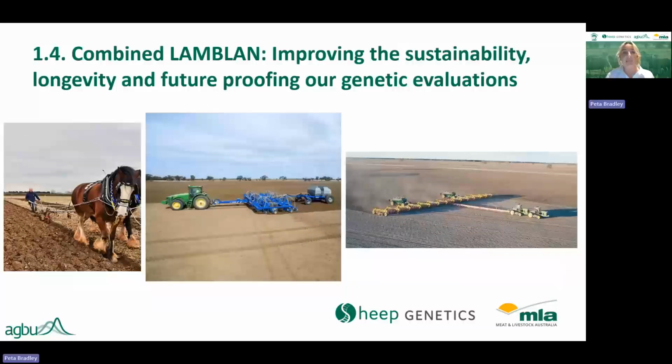When I think of an analogy for Combined LAMBPLAN, which is about improving the sustainability, longevity, and future-proofing of our evaluations, I think about the journey that we've come along and liken it to this one when I talk about farming country and land. The evaluations in the early days were a little bit like the picture you see on the left-hand side. They did the job and they were functional, but back in 1989, they were not across-flock evaluations and they were only run for a handful of traits. So it's a bit like trying to sow a paddock with just a horse and plough.